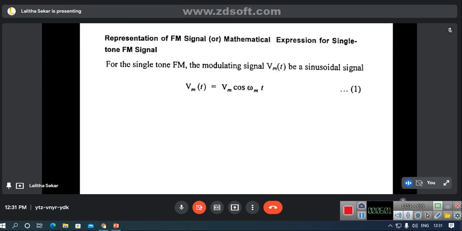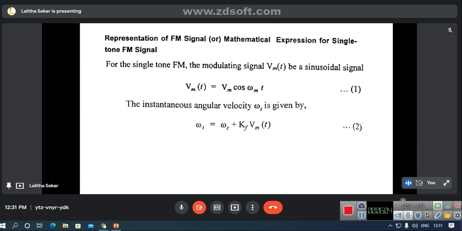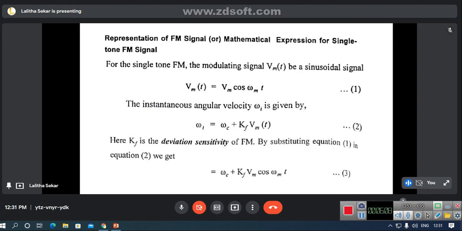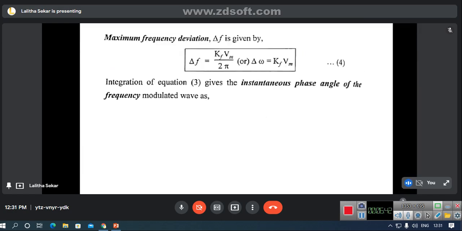Next, representation of the FM signal. For single tone FM, the modulating signal Vm of t is a sinusoidal signal. Vm of t is equal to Vm cos omega mt. The instantaneous angular velocity omega is given by omega is equal to omega c plus kf Vm of t. Here kf is the deviation sensitivity of FM. By substituting equations 1 and 2, omega is equal to omega c plus kf Vm cos omega mt. The maximum frequency deviation del f is given by del f is equal to kf Vm divided by 2 pi, or del omega is equal to kf Vm.